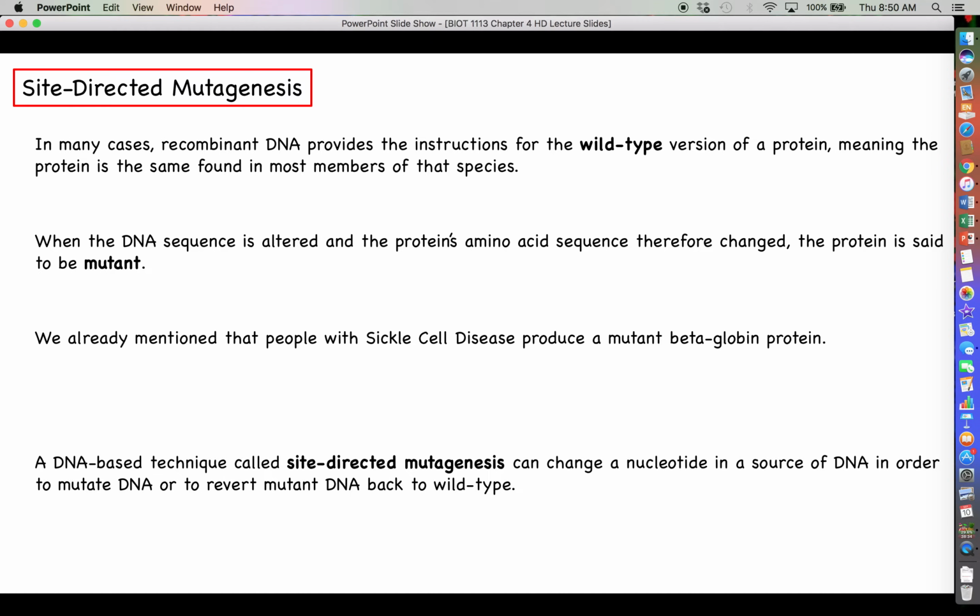So if we wanted to use this technique called site-directed mutagenesis, what we can do is we can actually change a nucleotide in the source of DNA in order to mutate the DNA from wild type into some mutant that we want, or if we're talking about gene therapy, we can revert the mutant DNA back to the wild type version of the DNA by changing the mutant nucleotide back to what it is supposed to be.